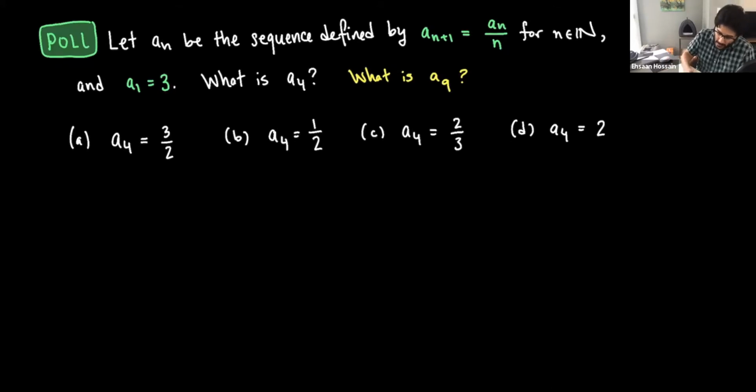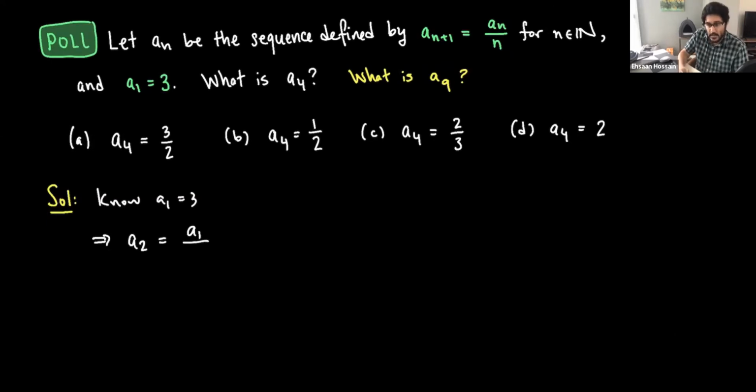Okay, let's see if B is correct. So what would I do? I know A1 is 3. So by that recursive formula, A2 would be A1 divided by what? Divided by 2?